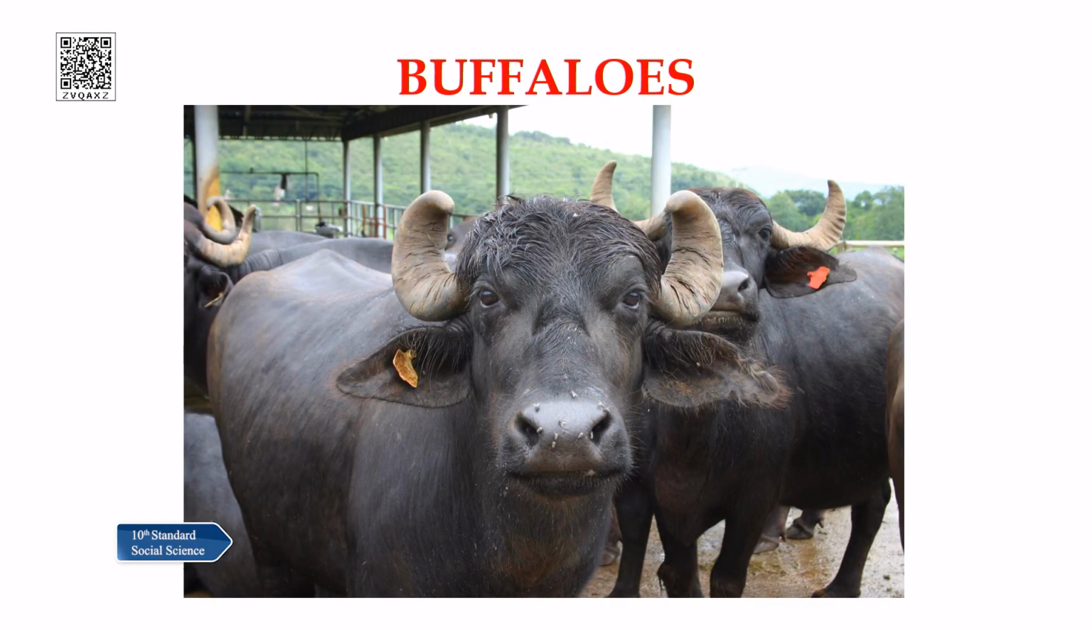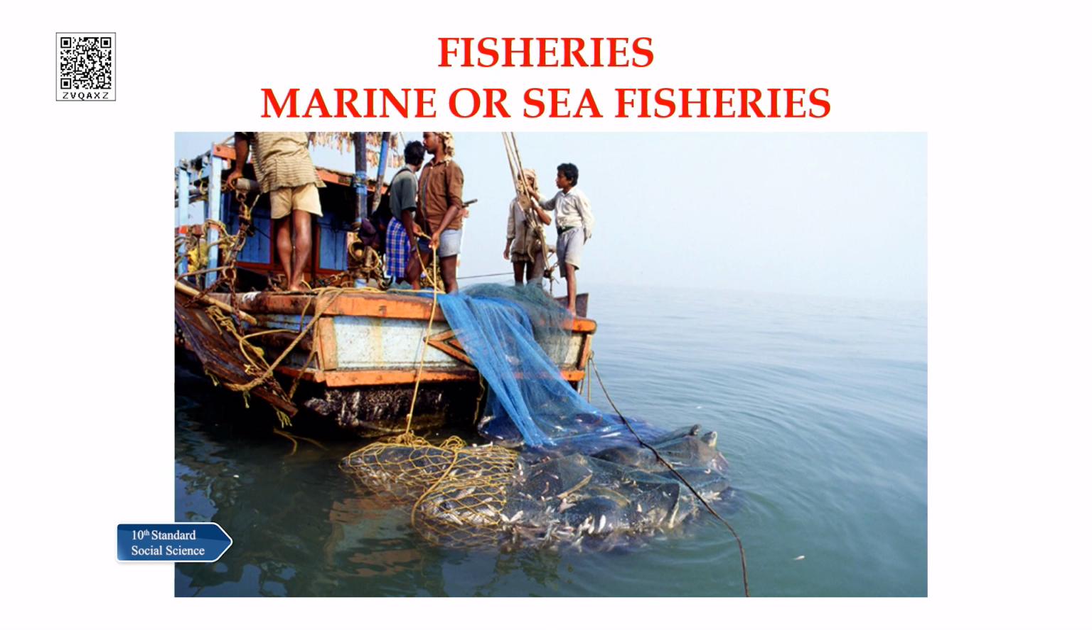Everywhere we see these buffaloes. So buffaloes, we can see that they are mainly reared for milk. Now we have got fisheries. We have got two types of fisheries. One is marine and another one is freshwater fisheries. Marine fishing, in this we have got offshore coastal fishing, and Kerala is the leading state in marine fishing.